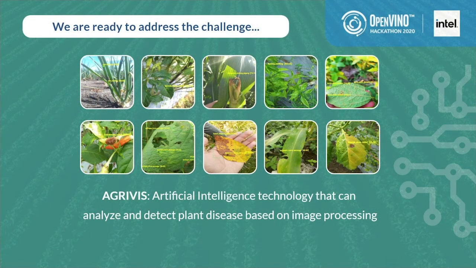This is our solution. We developed what we call Agrivis. Agrivis is an artificial intelligence technology that can analyze and detect plant disease based on image processing. And the next slide will be presented by my colleague.